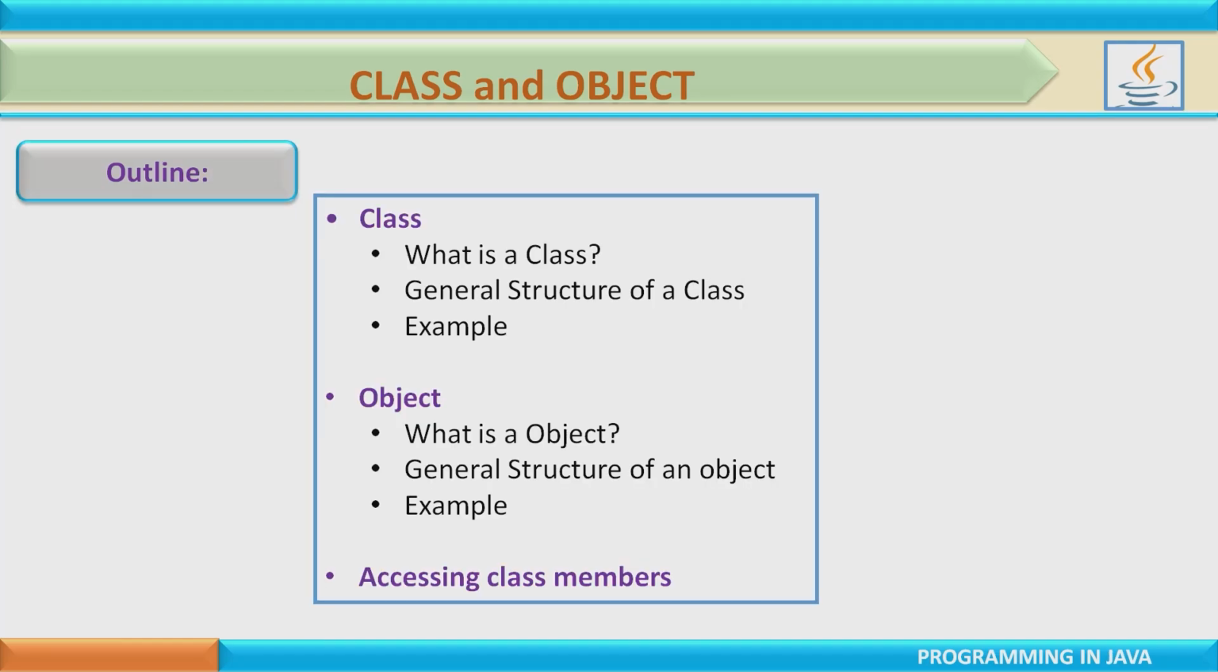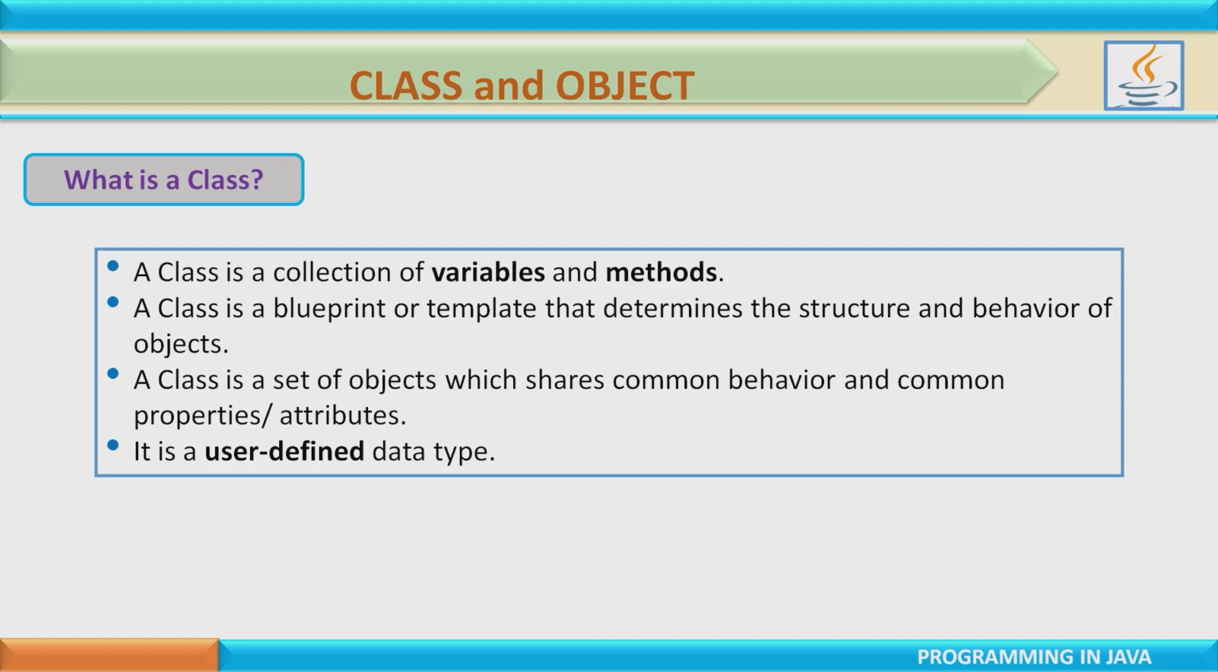Outline of the session. First we learn about the class, the general structure of the class with an example. Next, after defining a class, we have to write an object. Object, the general structure of the object with an example. Lastly, we are going to learn about how to access the class members.